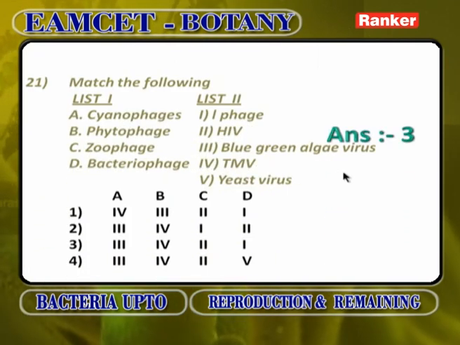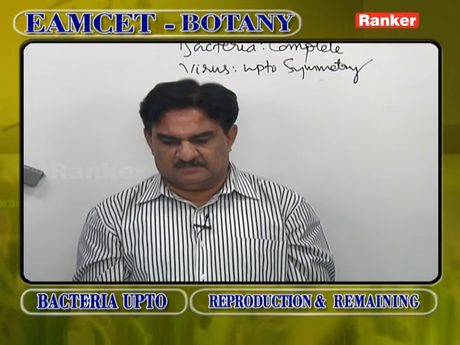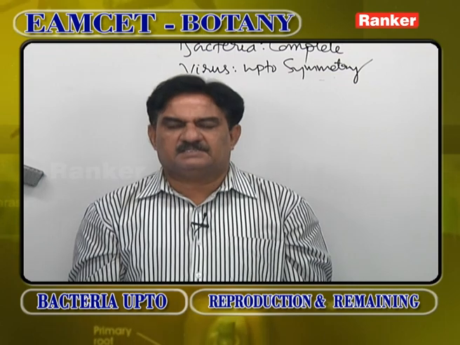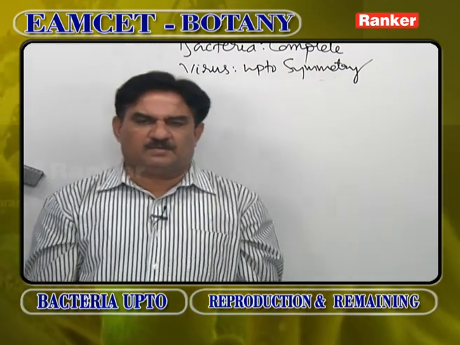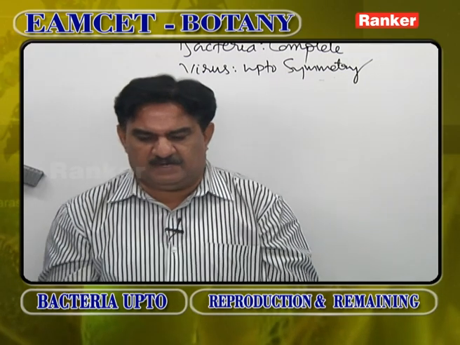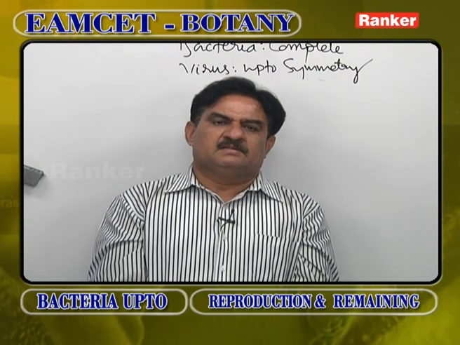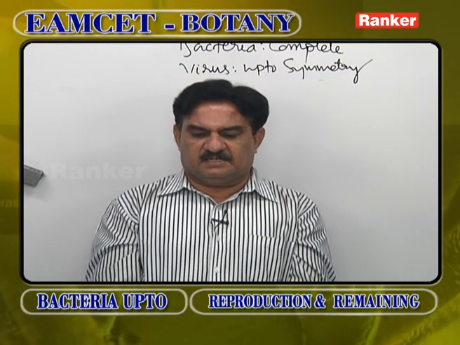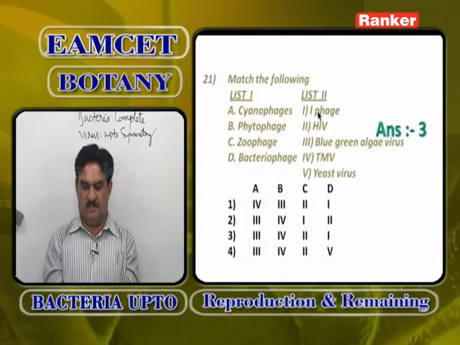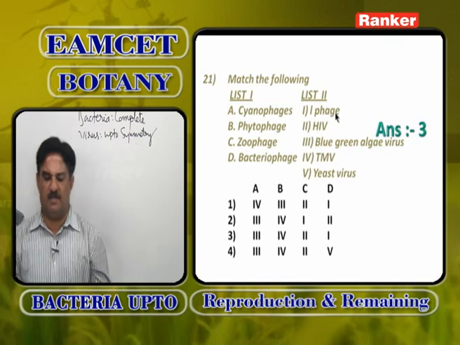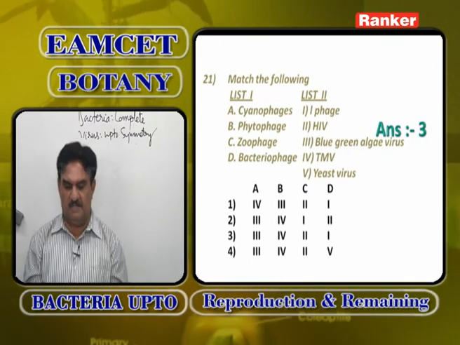Now, this is a matching column: cyanophages, phytophages, zoophages, bacteriophages. Cyanophage means virus attacking blue green algae. Phytophage is virus attacking plants. Tobacco mosaic virus is a phytophage which attacks plants. Zoophages means HIV, human immunodeficiency virus, the virus which attacks animals and causes AIDS. Bacteriophage is T2 bacteriophage. Zymophages are not given, so yeast virus is wrong.